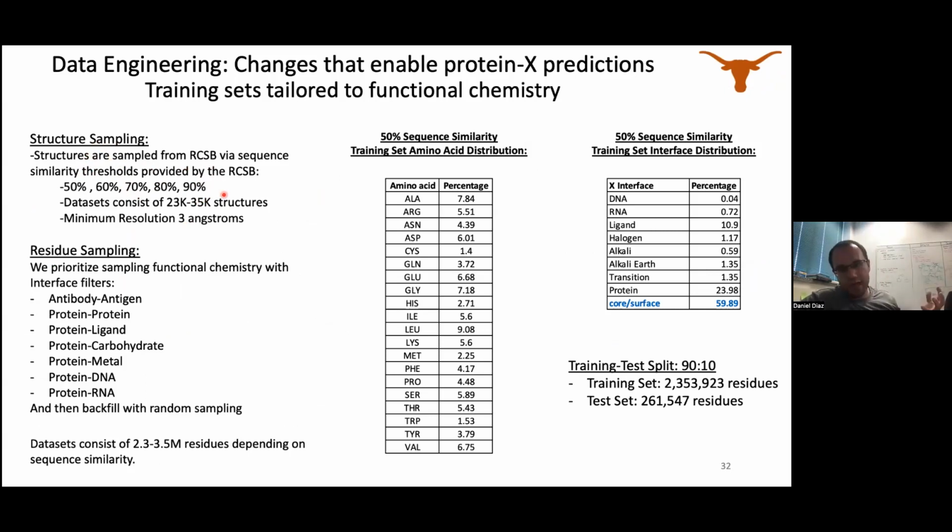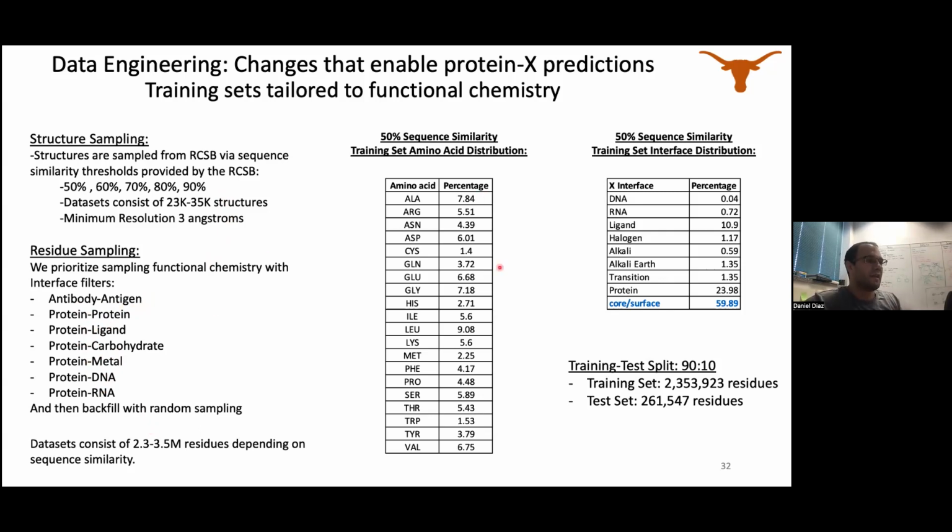And then once we have all these data sets, we go to these structures, and in AP bioinformatics, we have all these filters that will pull out residues that are at protein-protein interfaces, protein-ligand interfaces, protein-carbohydrate, protein-DNA, RNA, metal interfaces. Once we sample all of these interfaces and pull out all the residues that are interacting at all these functional interfaces, we then backfill with random sampling to make sure we sample each protein sufficiently.